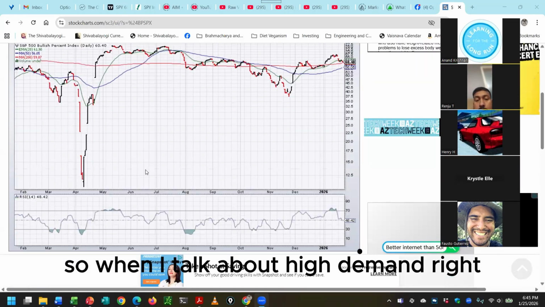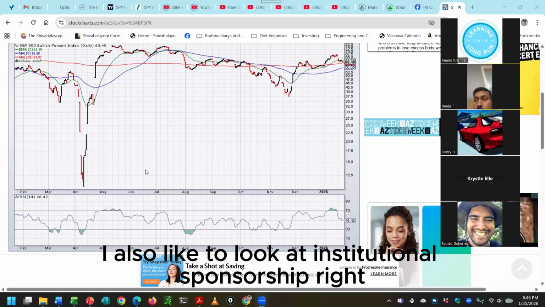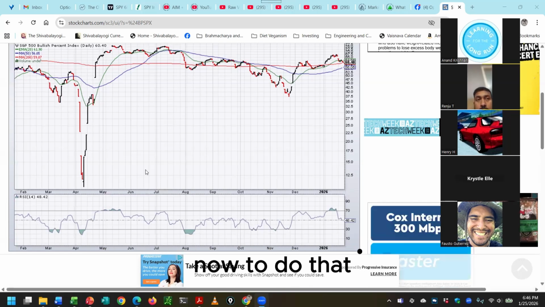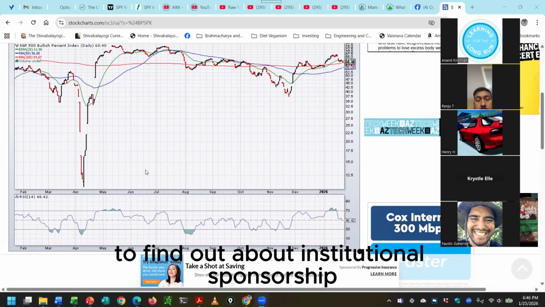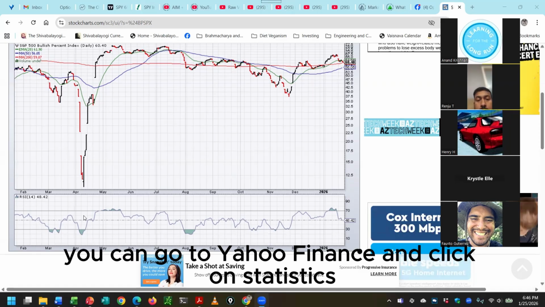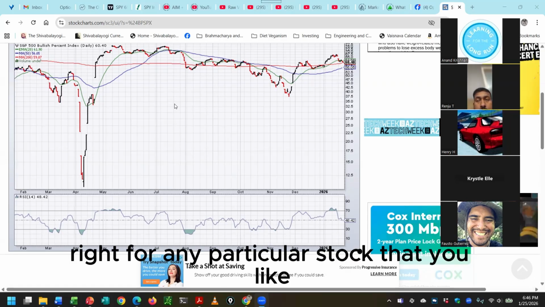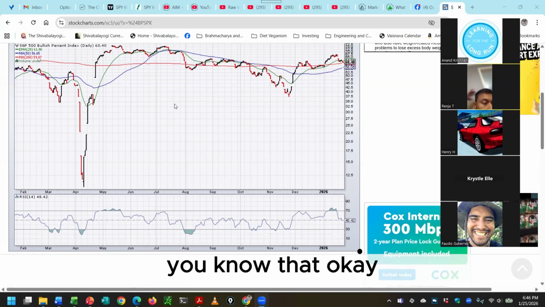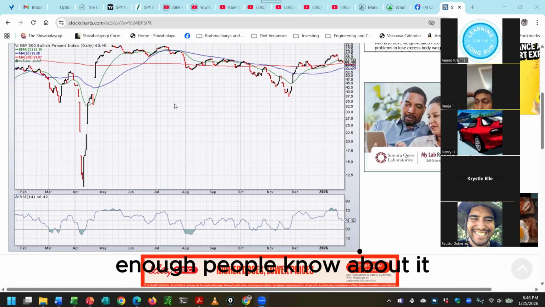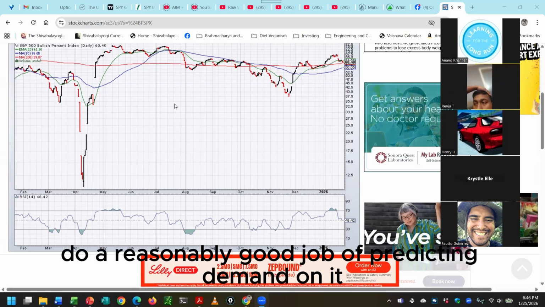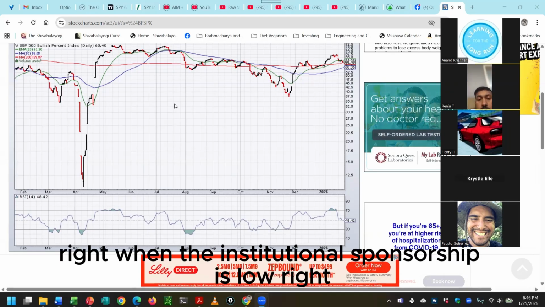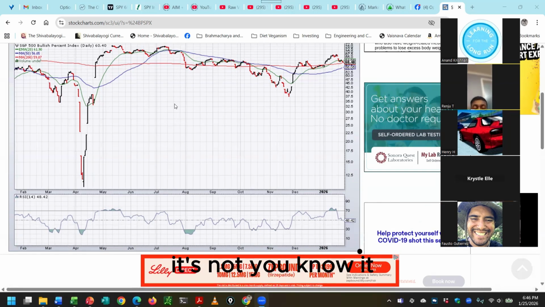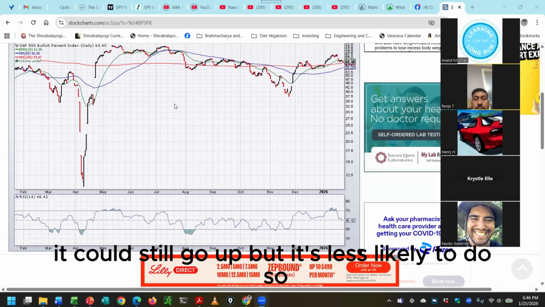So when I talk about high demand, I also like to look at institutional sponsorship. To find out about institutional sponsorship, you can go to Yahoo Finance and click on statistics for any particular stock that you like. If the institutional sponsorship is above 50%, you know that enough people know about it that you can do a reasonably good job of predicting demand on it. When the institutional sponsorship is low, it could still go up, but it's less likely to do so.